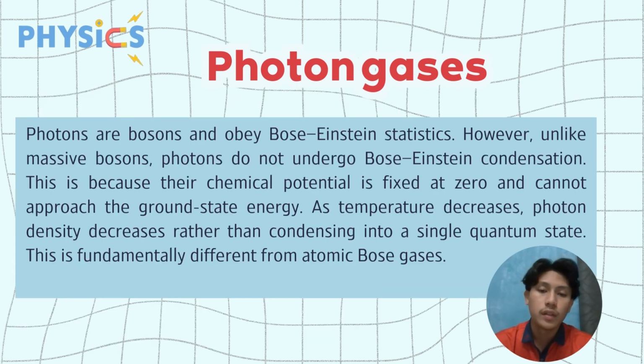Photons are bosons and obey Bose-Einstein statistics. However, unlike massive bosons, photons do not undergo Bose-Einstein condensation. This is because their chemical potential is fixed at 0 and cannot approach the ground state energy. As temperature decreases, photon density decreases rather than condensing into a single quantum state. This is fundamentally different from an atomic Bose gas.